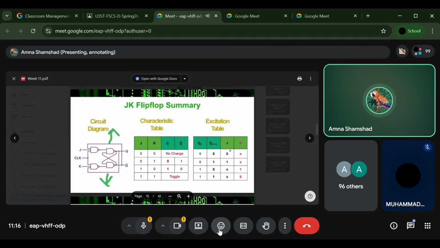Feedback means the output is again connected to the input, and these two lines are basically for the toggling effect. If you have a question like this, what is the difference between the JK and SR, and what is the difference in the circuit diagram, you can simply write that you have the toggling on 1-1 combination. For SR you have invalid outputs, but in JK you have the toggle combination, and in circuit diagram you have this feedback.